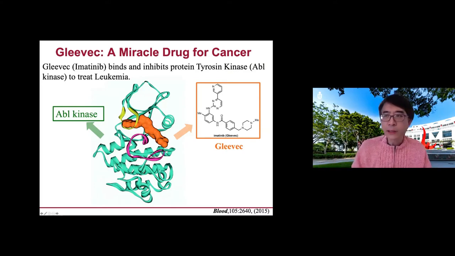So how do we inhibit the malfunction of this ABL kinase? That is the role of this drug. Gleevec is able to perfectly match the binding pocket of this protein and inhibit its bad functions. Okay, so this is the drug action mechanism underlying its treatment for leukemia.